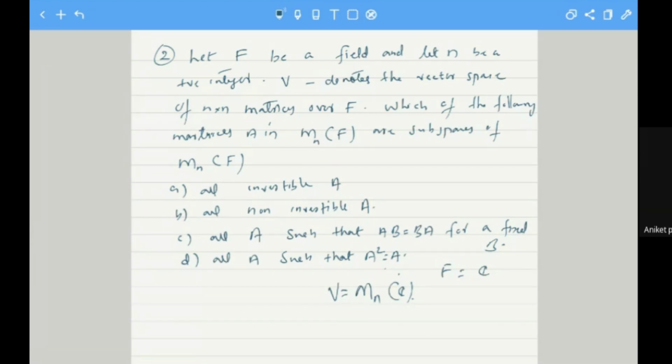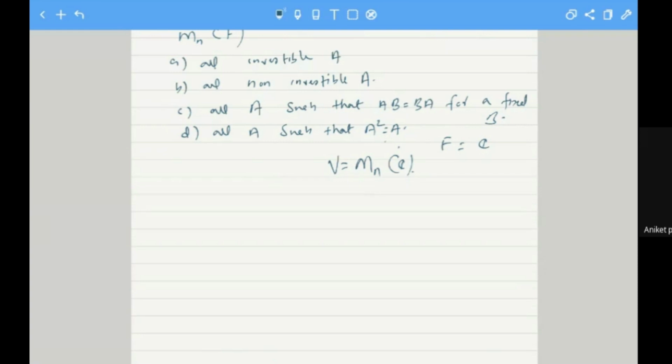The first option is all invertible matrices in Mn of C. Whether that will form a subspace. To check something is a subspace, what do we need to know? If X is an element of V and Y is an element of V, then X plus Y should be an element of V, right? And that is the first property. And if X is an element of V and alpha is an element of C, then alpha X should again be an element of V. If we have these two properties for the set, then we say that set is a subspace of the original vector space, right?